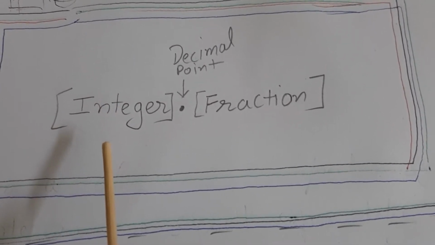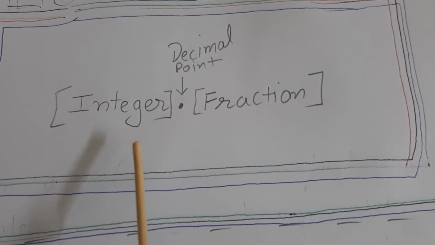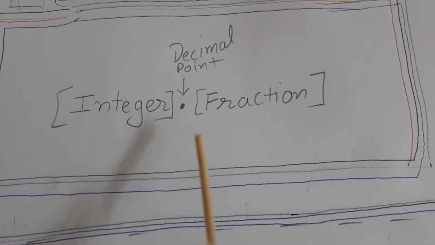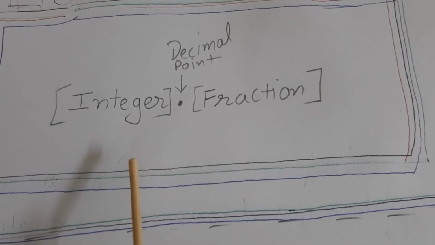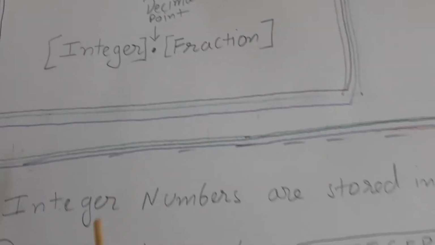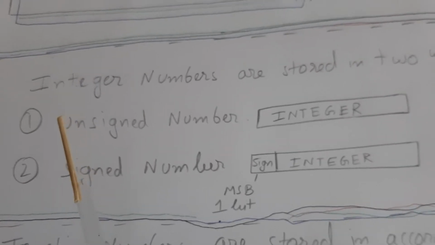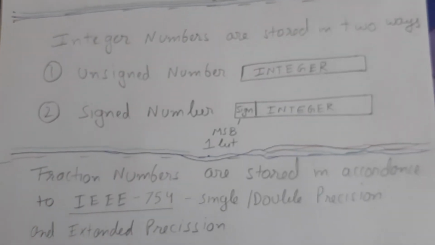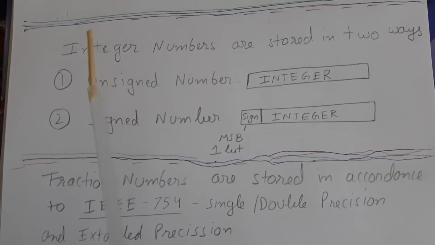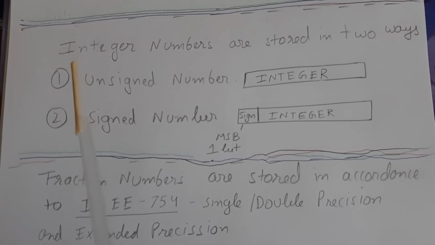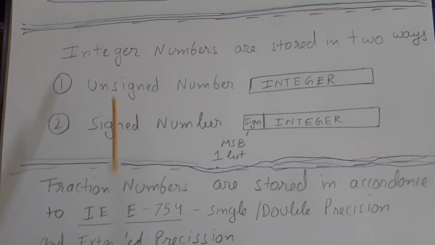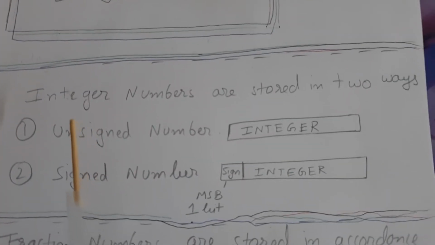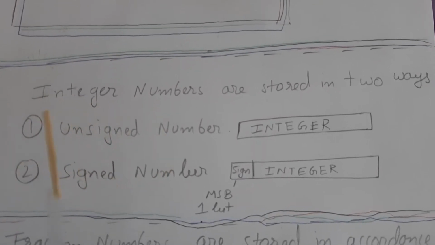So if we write 100 point 96, .96 is our fractional part and 100 is our integer. Now computers have two different ways of storing these numbers. Integers and fractional numbers are stored using two different methods. So first, let's see integer numbers.